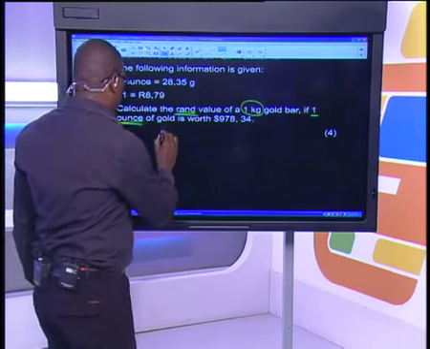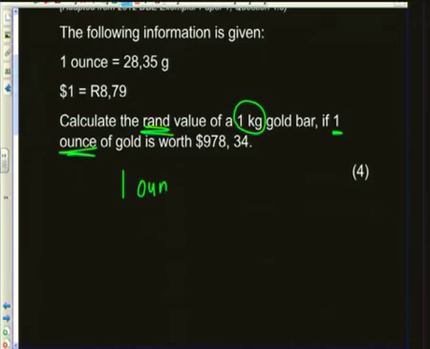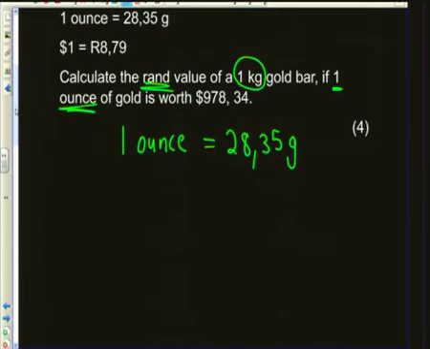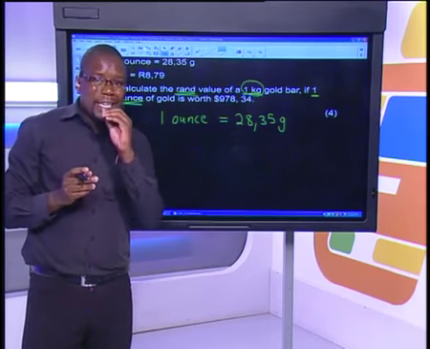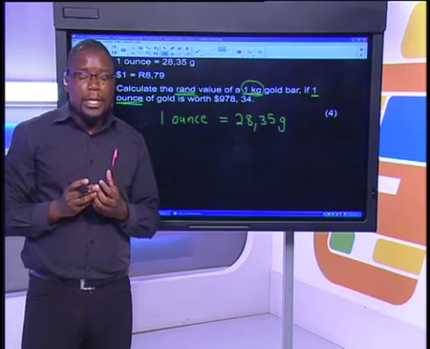Now, guys, let's just take the given information. You've got your 1 ounce, which is equivalent to 28.35 grams. Now, given that we need to work with the 1 kg gold bar, let's convert the kgs to grams first. How many grams are there in a kilogram? There are 1,000.